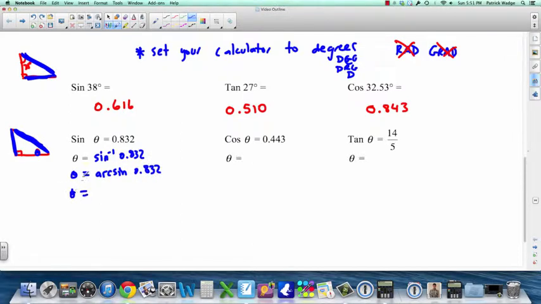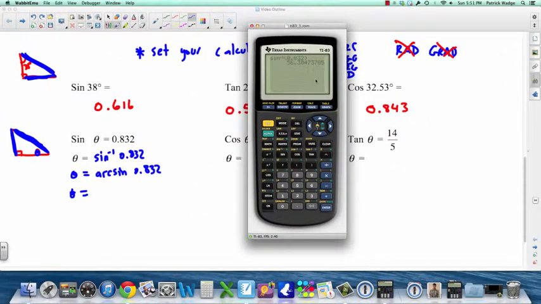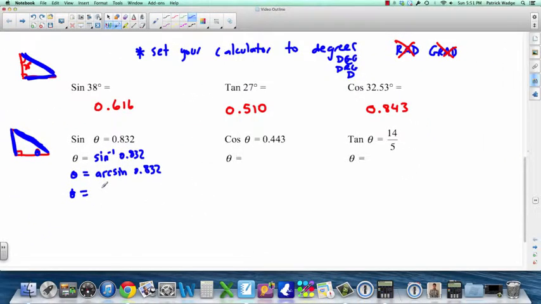And the way you do it in your calculator is we go to the calculator, and instead of just hitting sine, we're going to hit second sine, because you see in yellow there it says sine to the -1. There it is, sine to the -1 of 0.832. This means inverse sine. And what I get when I do that is 56.30. Okay, with angles I usually do it to 1 decimal place, so that'd be 56.3 degrees. Okay, next one.